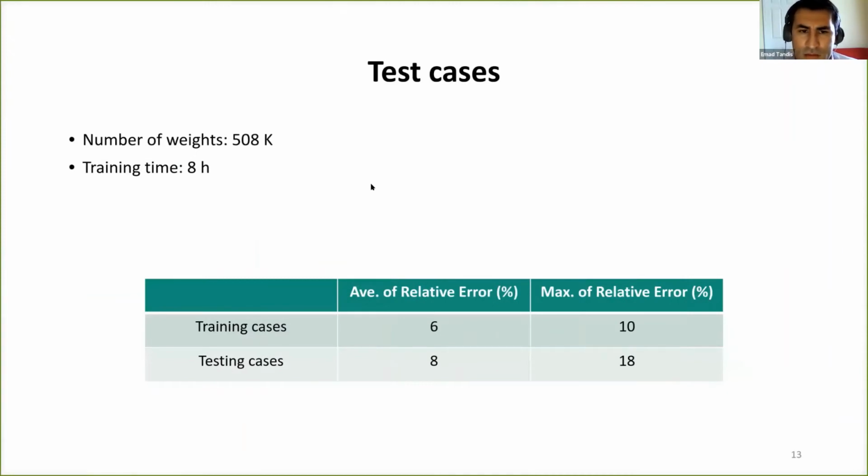So we use 500,000 parameters for our network, and it takes about 8 hours for training. Finally, we compare the results with the OpenFOAM solvers. 6% is the average error for all of the samples in the training data cases, and 10% is the maximum error. And we also use that network for making solutions for unseen cases. For unseen cases, the maximum error is 18% and the average error is 8%.